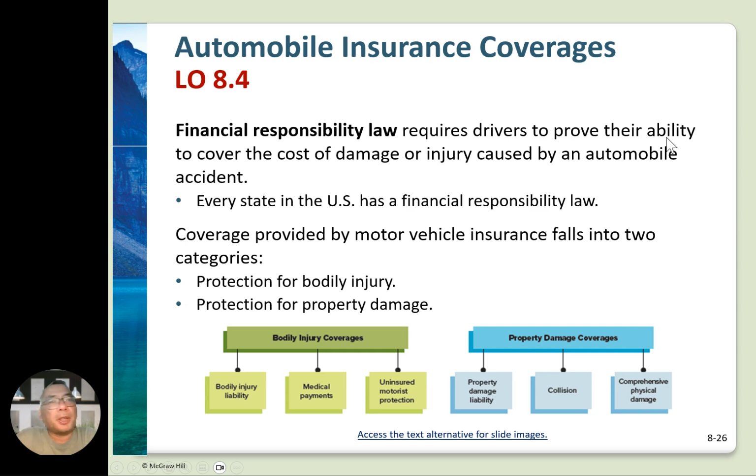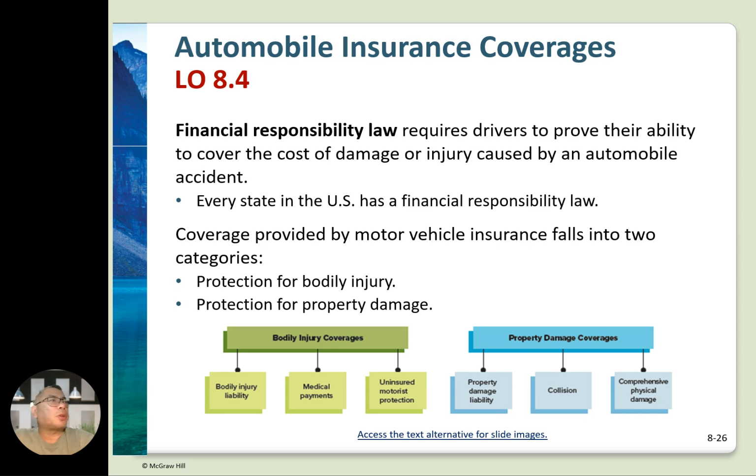Okay, now after we do property, we're going to focus on auto insurance, because this affects us on a daily basis. What is auto insurance? If you are driving in Canada, Ontario, or the US, you are required to have automobile insurance. If not, you're going to get fined up to $5,000 and you're going to lose your license. What is the financial responsibility law? It requires drivers to prove their ability to cover the cost of damage or injury caused by an automobile accident. Every state in the US has a financial responsibility law. So again, guys, in the US and Canada, you must have auto insurance. If you do not, you're in trouble.